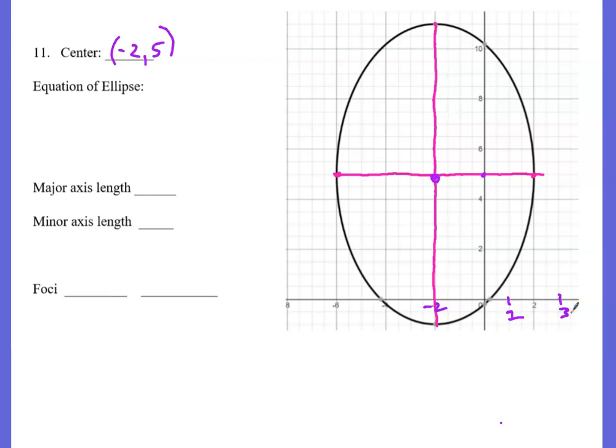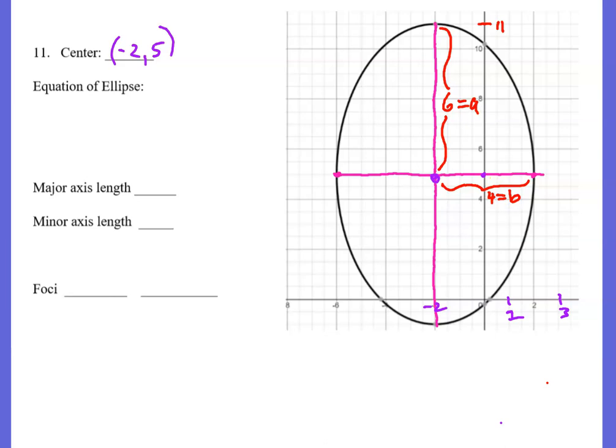Let's do our equation. First of all, we need to find these lengths. This is -2, and this is over here at 2, so from -2 to 2 would make this length 4. And then this appears to be longer. This is at 5, so we went up from 5 all the way up to 11. So that's 6. Once again, the longer one is a, so this is a, and this is b.